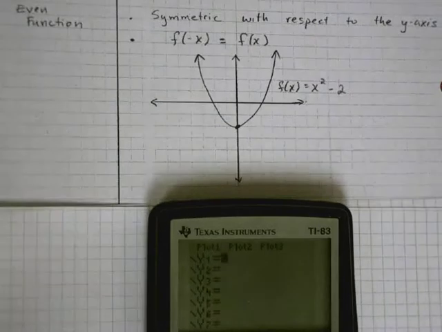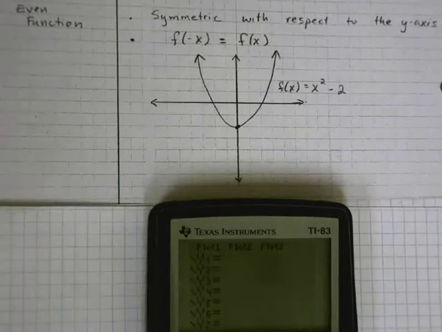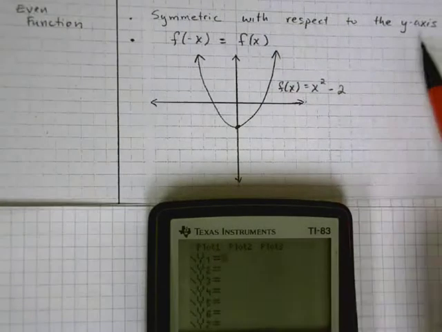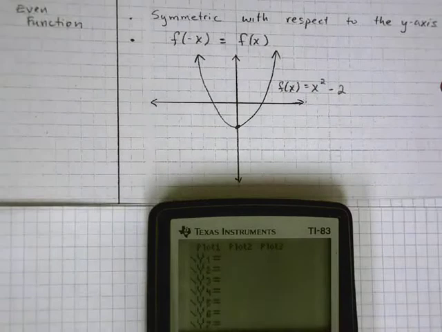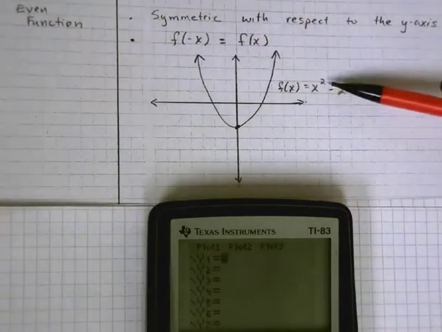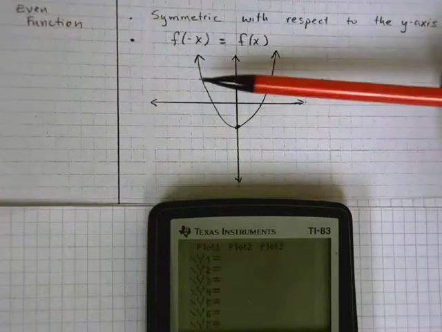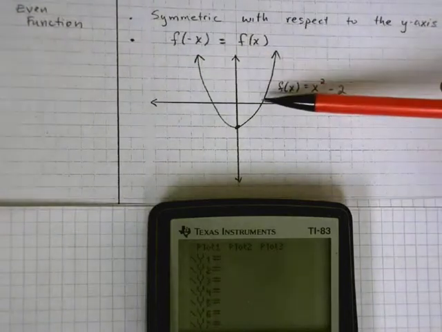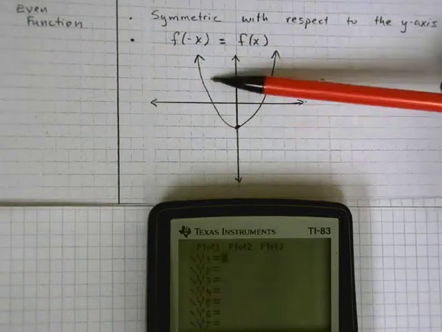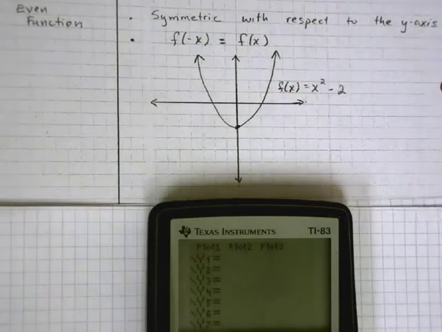Okay, so in this video, we're going to look at some definitions of symmetry within a function. The first type of symmetry we have is symmetry with respect to the y-axis, and that's called an even function. You can see this function here, f of x equals x squared minus 2. There's a symmetry between the left side of the function and the right side. The y-axis here acts kind of like a mirror, and the left side and the right side are mirror images of each other.